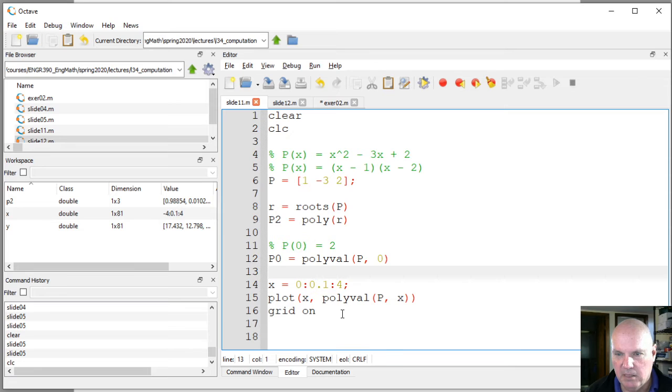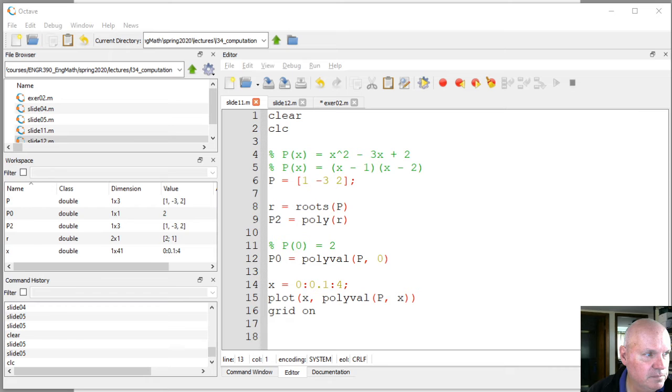I don't think we've talked about that previously in the plot. It'll put a nice rectangular grid on the plot. So I'll show you that. So let me run this.